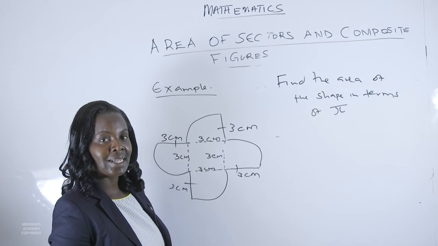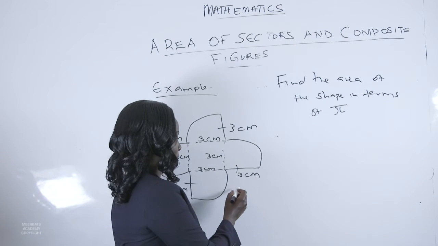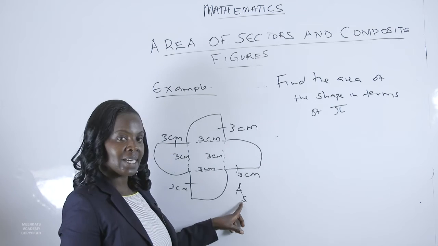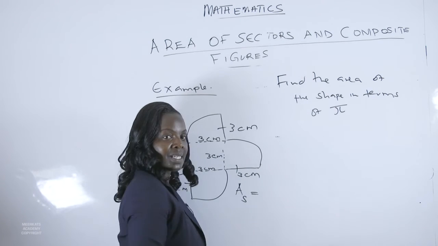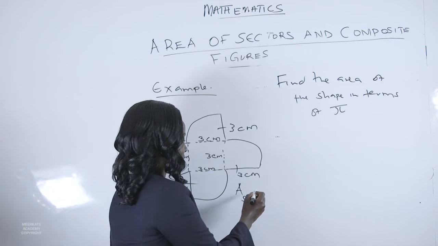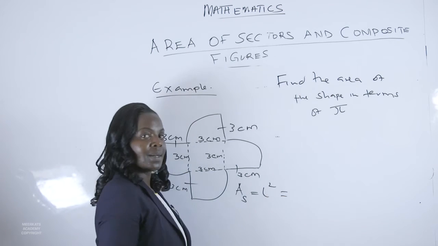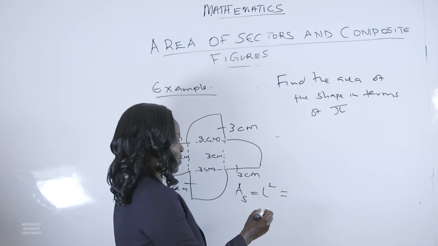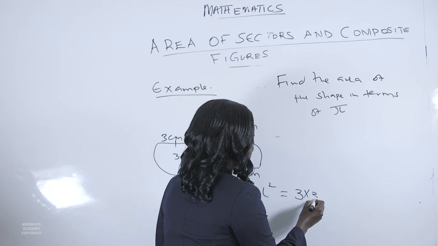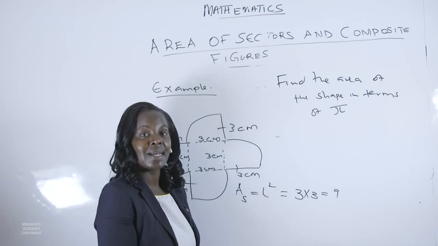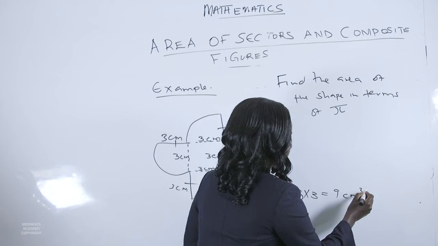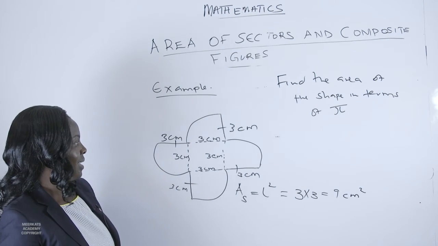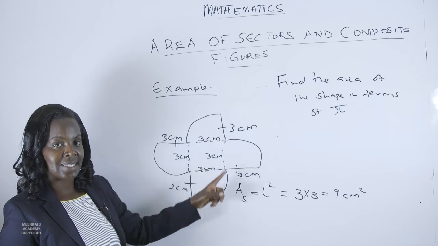So let's start by calculating the area of the square. I'm putting AS to represent square. And square, we said it is length squared. What is our length of the square? 3 by 3. And that will be 9 square centimeters. 9 square centimeters. Let's then find the area of the sectors.